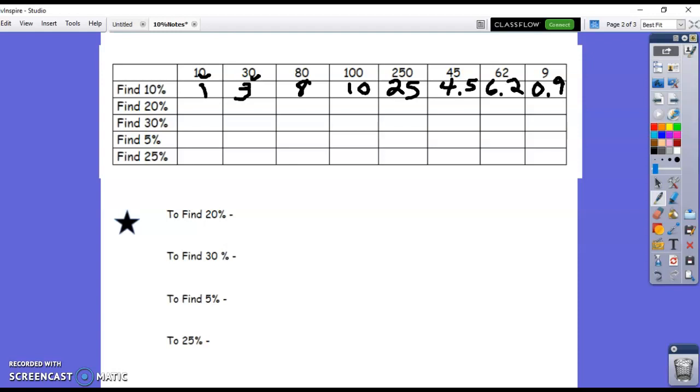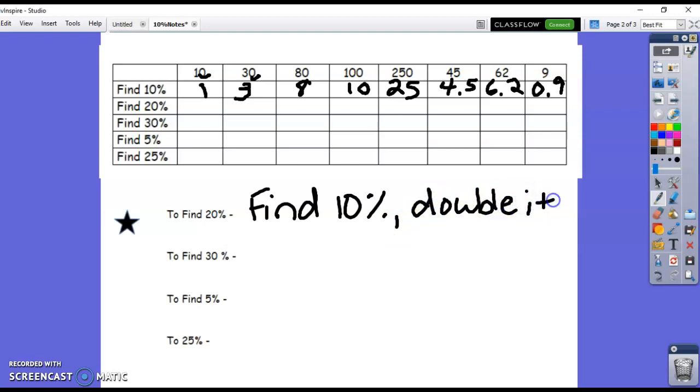To find 20%, what you're going to do is first find 10%, and then you're just going to double it. So we already found 10% of all of our numbers. So to find 20%, we're just going to double that. So 10% of 10 is 1. So if I double 1, that is 2. So 20% of 10 is 2.